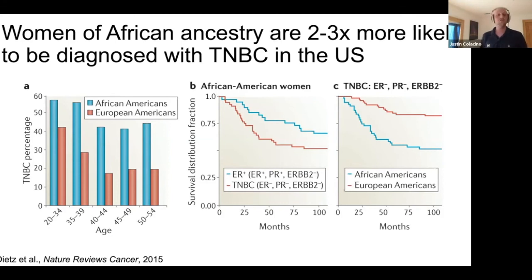So some of you may know that women of African ancestry in the US are much more likely to be diagnosed with the most aggressive subtype of breast cancer, triple negative breast cancer, 2 to 3 times more likely. If an African American woman is diagnosed with TNBC, she's also more likely to die from the disease. And so these are very profound breast cancer disparities, an extremely important public health problem.